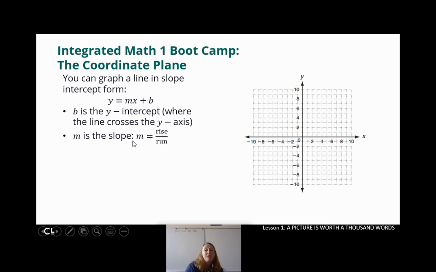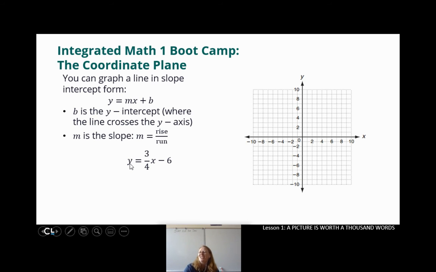M is our slope. And if you recall, slope is written as rise over run. We like to write it as a fraction, a rational number. And our top number tells us up and down, and our run number tells us how far to the right we got to run. So just to do a quick demonstration, I have a line.